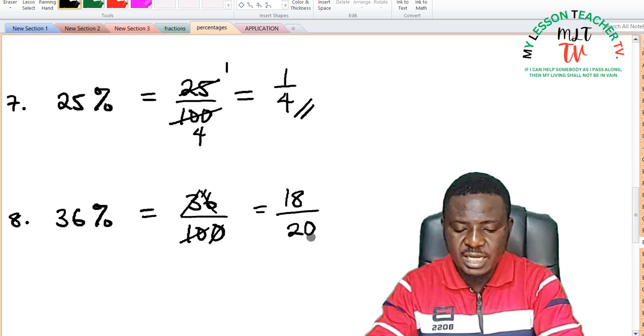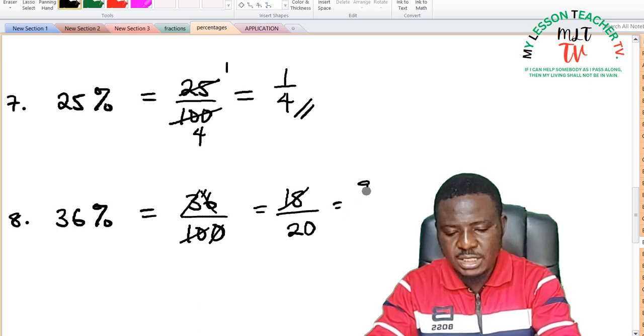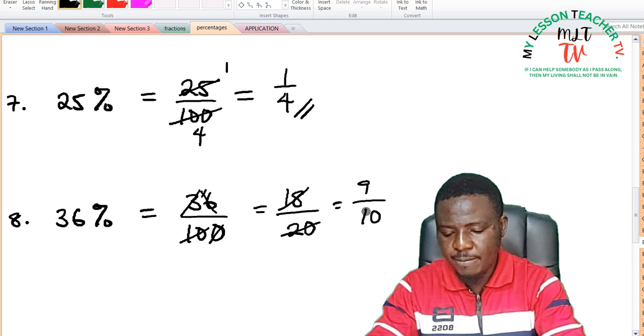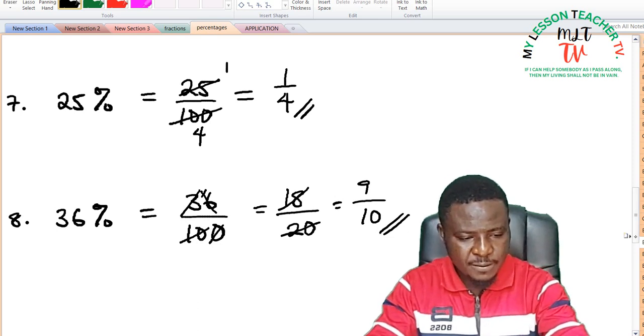Something can still divide 18 and 20. 2 can go. 2 into 18 is 9. 2 into 20 is 10. So our answer is said to be 9 divided by 10. And there's no other factor that can divide 9 over 10.